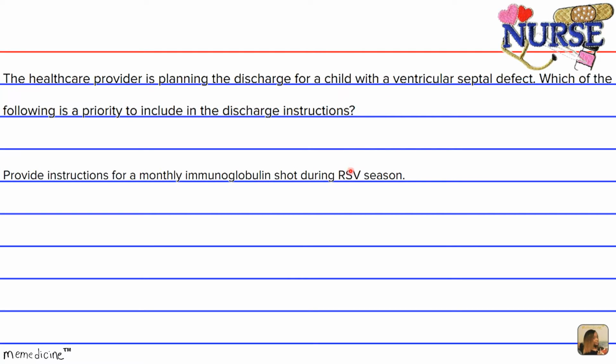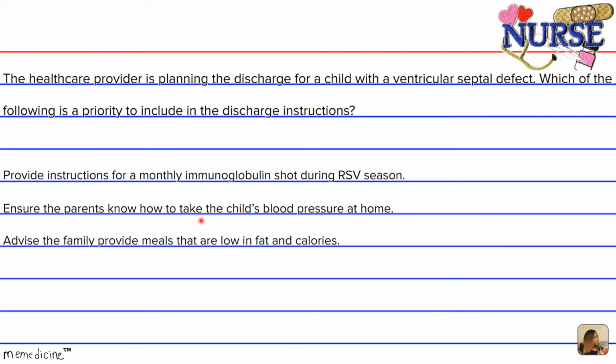So this seems like the answer already because we're dealing with a child in the question stem. But let's look at the other priorities. B, ensure the parents know how to take the child's blood pressure at home. C, advise the family on how to provide meals that are low in fat and calories. Or D, suggest quiet activities for the child to decrease physical activity. I'll give you a moment to select the correct priority to include in discharge instructions, okay?